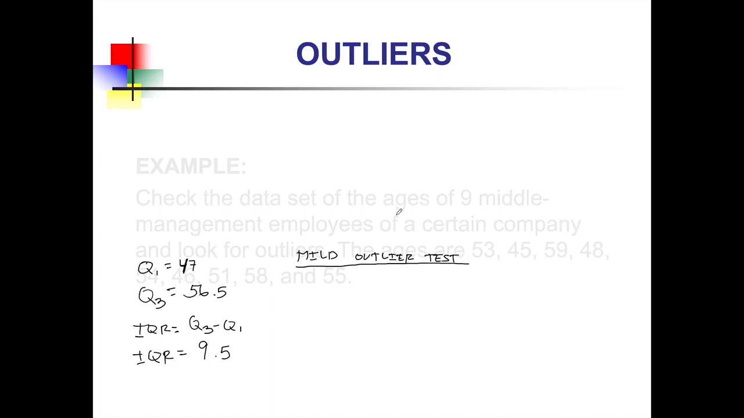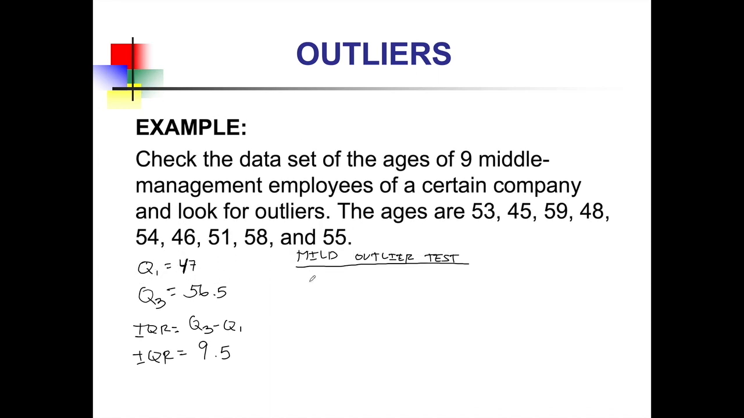So, let's have first the less than. Q1 minus 1.5 IQR equals, let's have our values here. For the Q1, 47 minus 1.5 multiplied to our value of the IQR, which is 9.5.